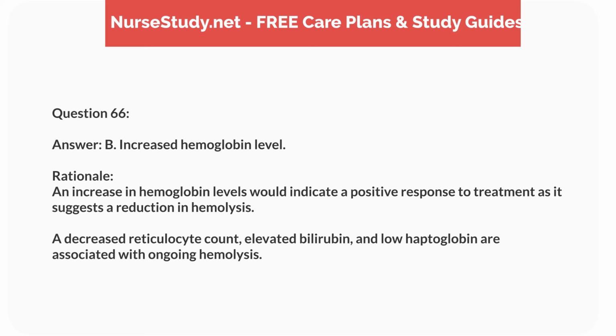Increased hemoglobin level. Rationale: an increase in hemoglobin levels would indicate a positive response to treatment as it suggests a reduction in hemolysis. A decreased reticulocyte count, elevated bilirubin, and low haptoglobin are associated with ongoing hemolysis.